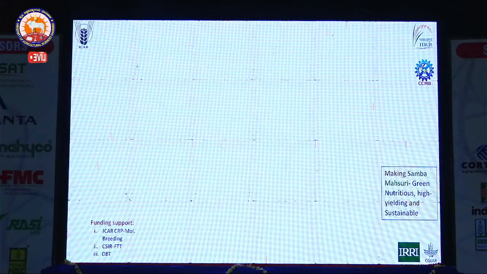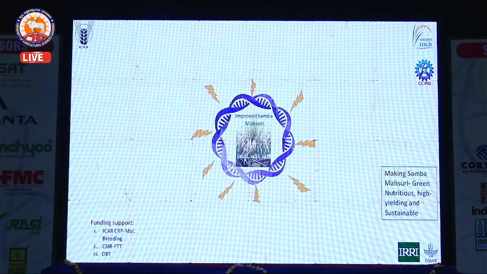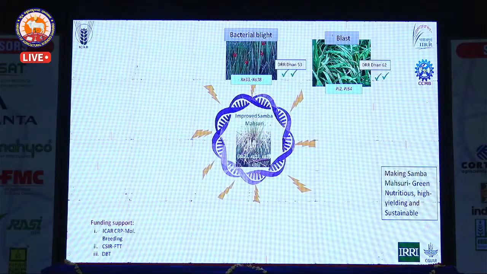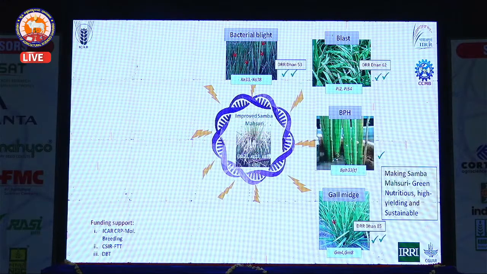allele frequency, through proper planning and proper deployment, high quality 1,70,000 SNPs we could add value to Samba Mahsuri. After that, initially we developed bacterial blight resistant versions, then blast resistant versions, then BPH resistant versions.